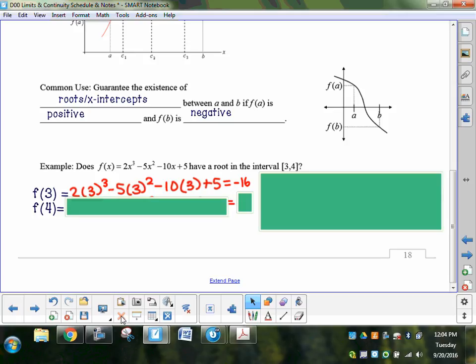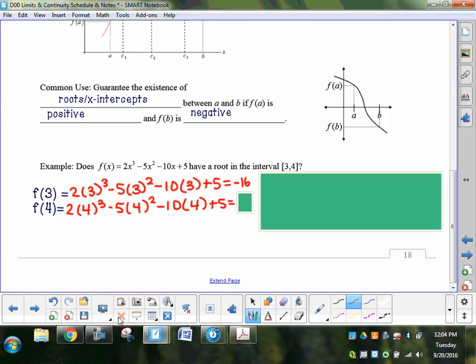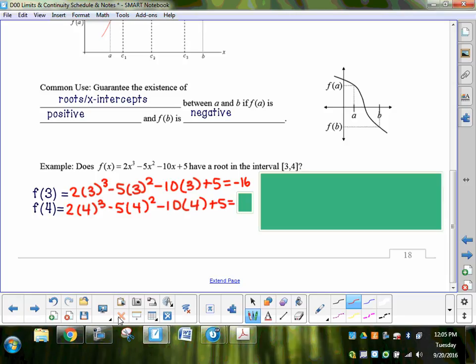John! What did you get? 67. Something different. What? 13. What's 4 to the third power? 4 times 4 is? 16. Times 4 again is 64. Double that. 64 times 2. If you can't take 64 and double it, I hate to see what kind of industry you end up in. Yeah, so we got 128 minus 5 times 16. You can do the math.